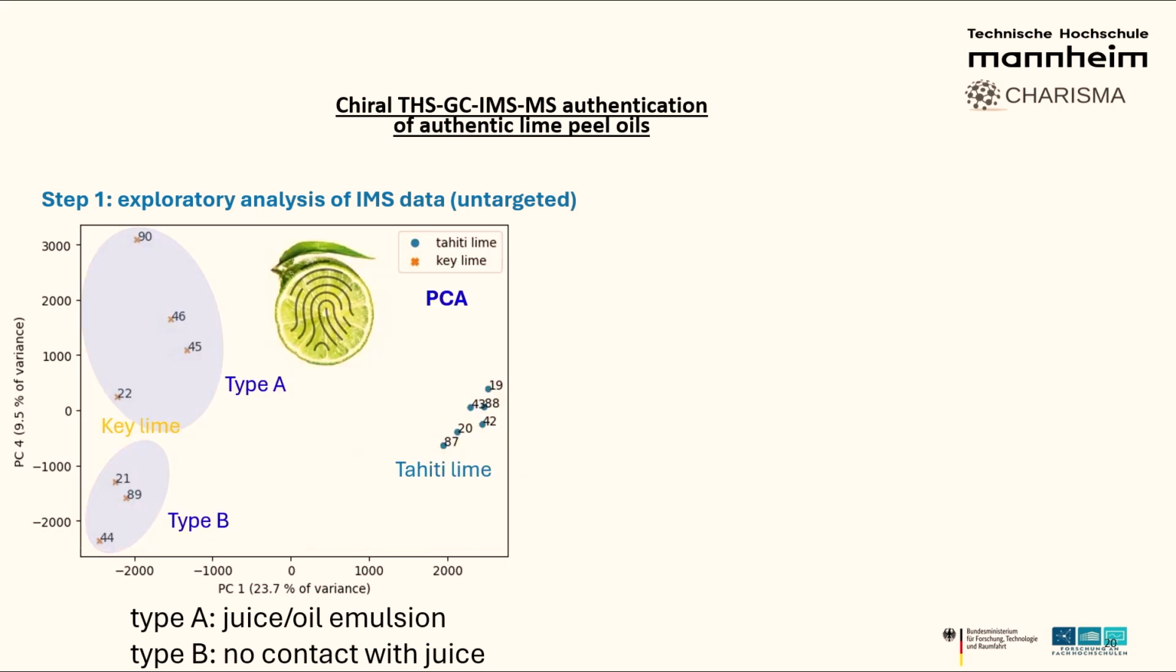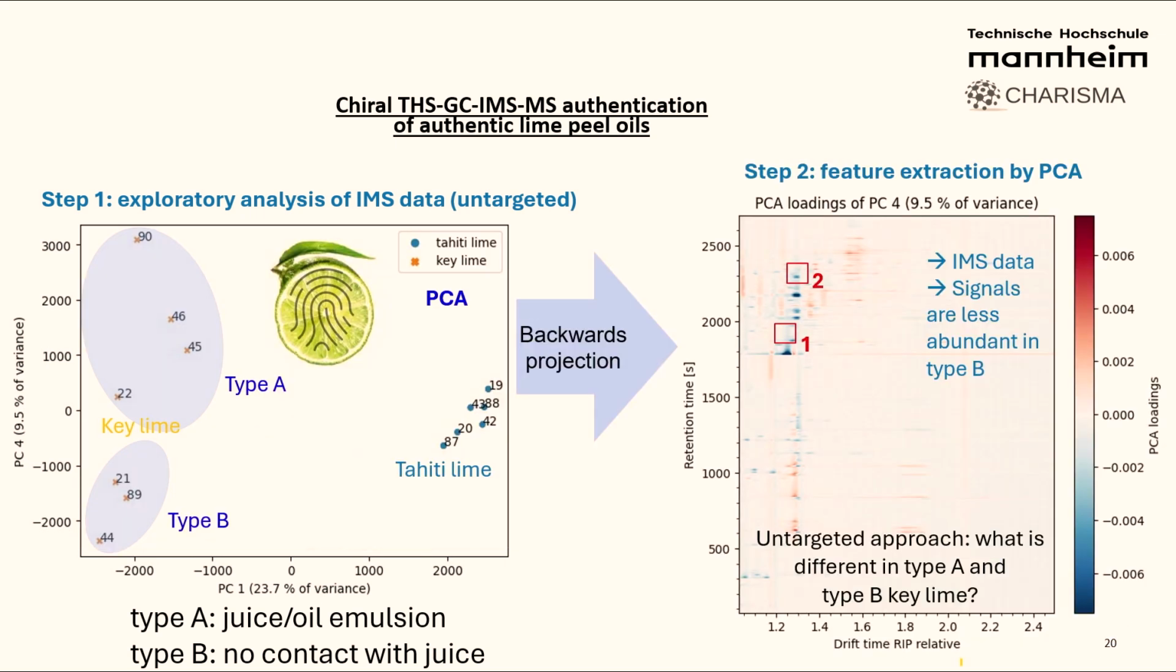And if you look at the backwards projection into the PCA again, what you basically can see is that the blue color means less abundant in type B, and red would mean more abundant in type B. So that's basically a transport of the information into backward projection. So what you can see is that these signals are less abundant in type B, so type B is a higher quality. So it might be likely that these are oxidation products.